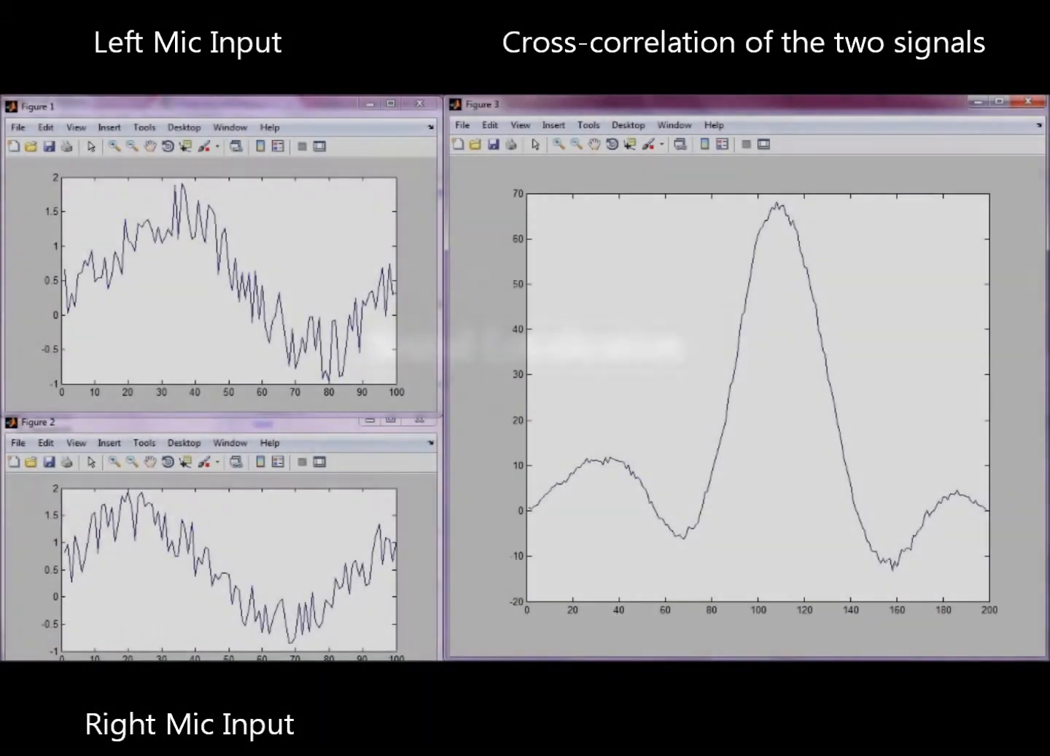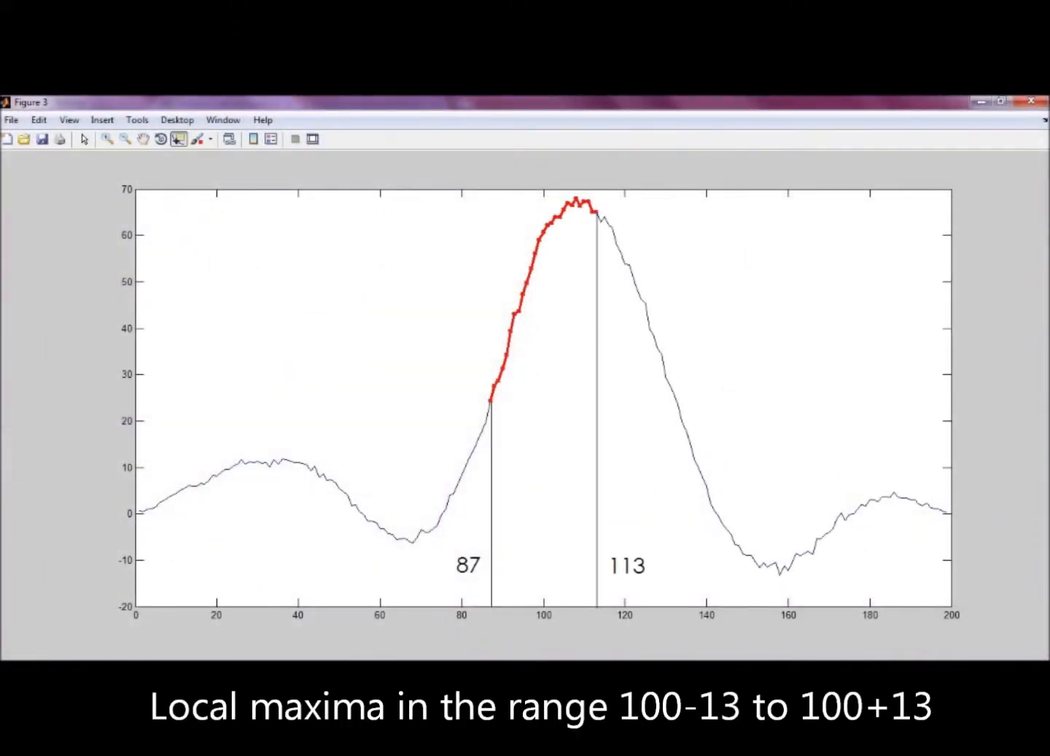The sound localization algorithm is used to calculate the time delay of arrival between the two audio signals. We have developed our algorithm by expanding on the general cross-correlation method. Initially, the two signals are correlated with each other and the local maxima are found in the range from -13 to +13 with respect to the central index. The reason for this is that the distance between the microphones is 10 cm and with a sampling frequency of 44,100 Hz, the maximum possible delay is 13 samples.